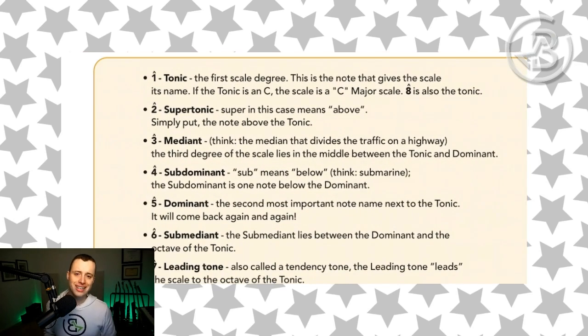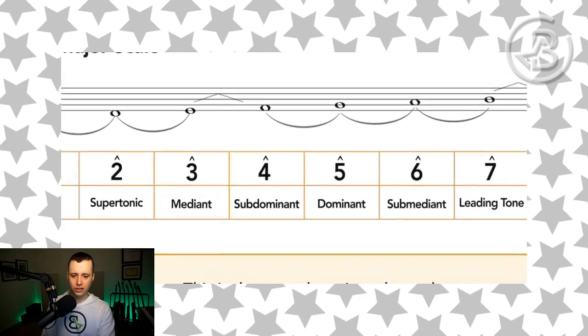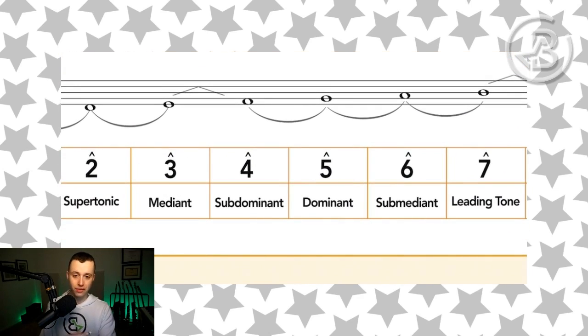Scale degree 4 is the subdominant. So sub, like a submarine, means under. So submarine goes under the water, and the subdominant is under the dominant. So we can see scale degree 5 is the dominant. Spoilers, but the subdominant here is lower than scale degree 5, right?